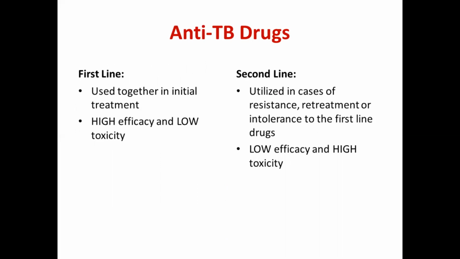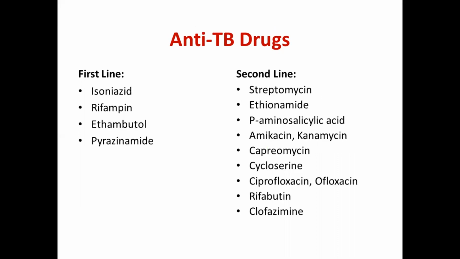So, for anti-TB drugs, we have first line and second line. The first line is what we give upon diagnosis. It is used together in initial treatment and is seen to have high efficacy but low toxicity. Second line is for resistance, retreatment, and intolerance to first-line drugs. They have low efficacy but high toxicity.